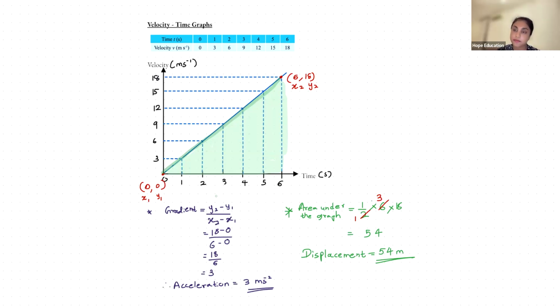Okay. So in displacement graphs, gradient equals velocity, and in velocity graphs, gradient equals acceleration, right? Yes. That's right. Is it clear? Yes.